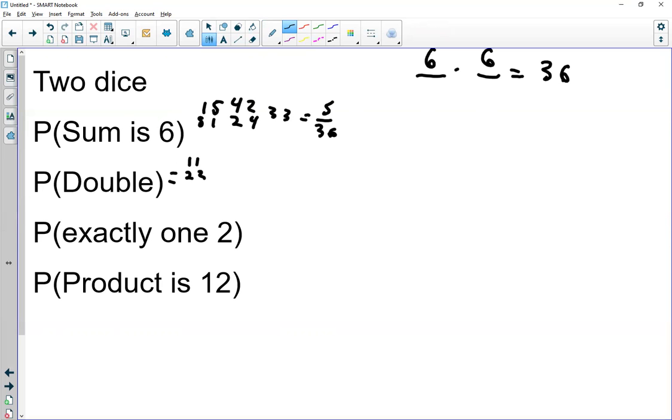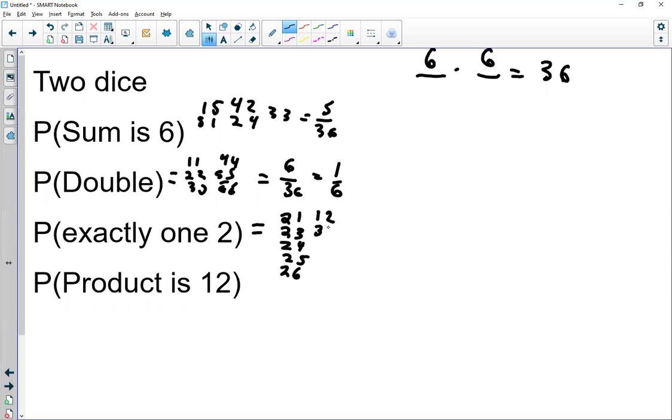Yes, it could be 1, 1, 2, 2, 3, 3, 4, 4, 5, 5, 6, 6. So that's going to be 6 over 36, which is 1 over 6. Exactly 1, 2. So that could be 2, 1, 2, 3, 2, 4, 2, 5, 2, 6. And then your second die could be exactly 1, 2. One of the dice has 2. 3, 2, 4, 2, 5, 2, 6, 2. So that's 10 out of 36.